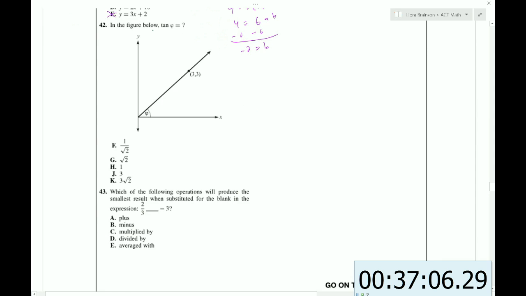In the figure below, tan theta equals. Okay, so we want this to be a reference triangle here. The measurement of this point is (3, 3), and this is (0, 0). So that means it has to be over by 3 and up by 3 from there, right? Now, the tangent of theta is toa, right? Sohcahtoa, opposite over adjacent. So opposite is this side, adjacent is this side. So it's simply going to be 3 over 3, which is 1.